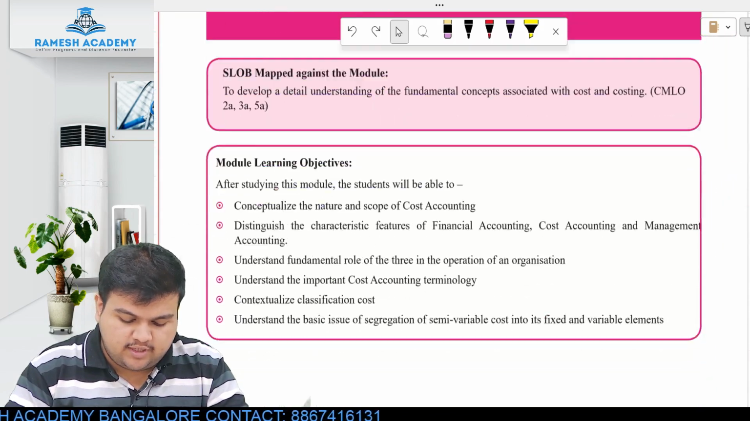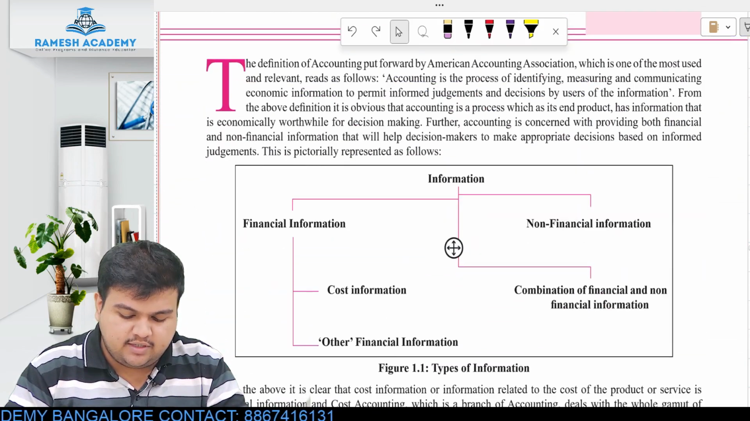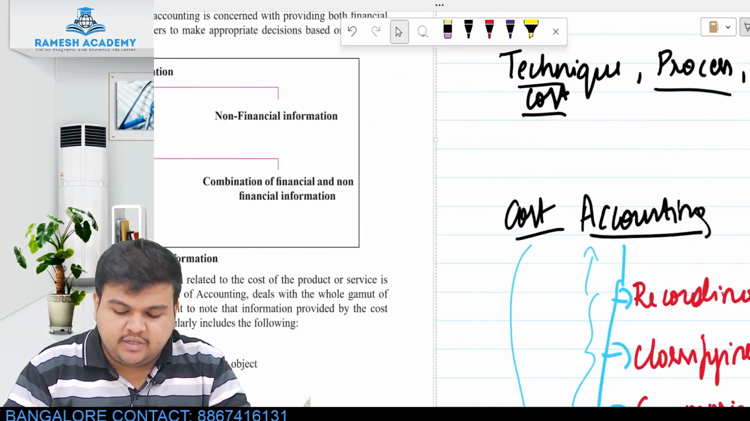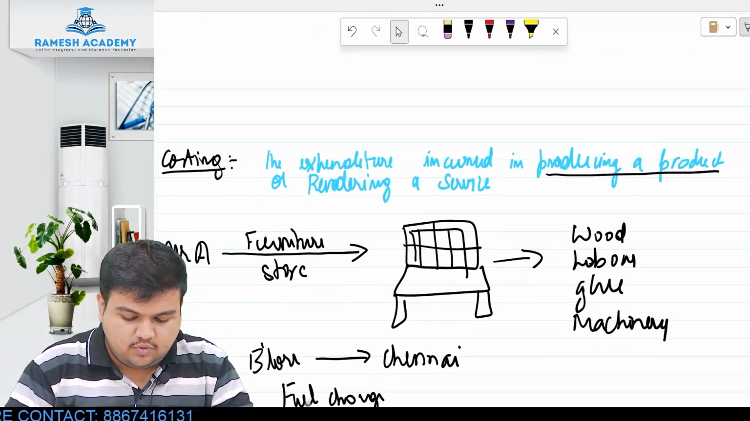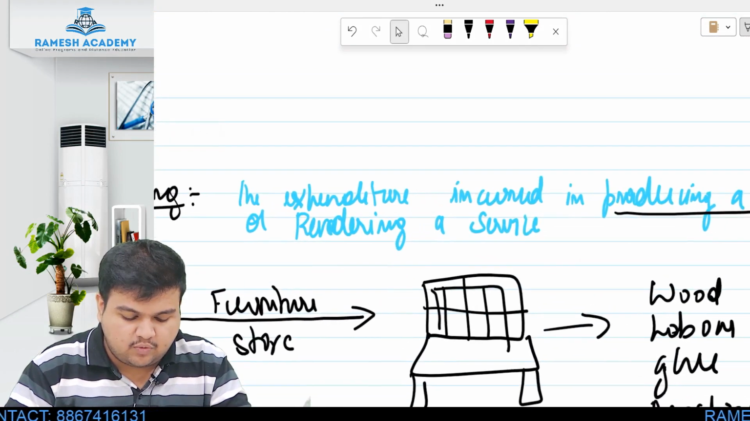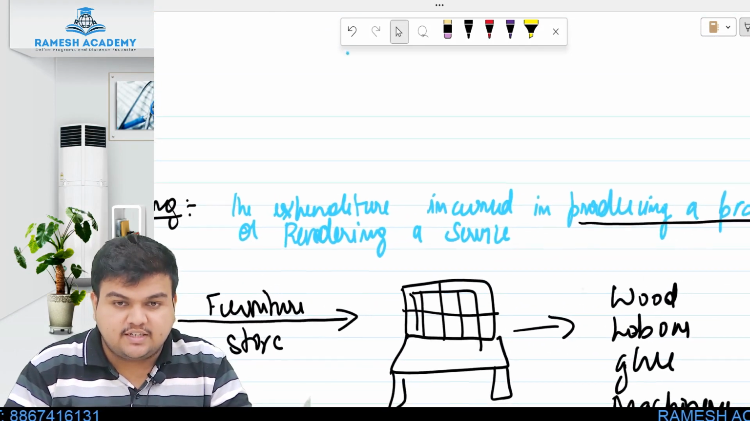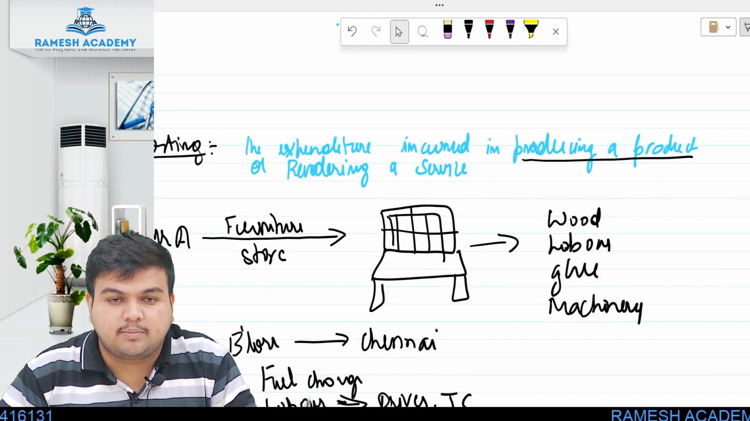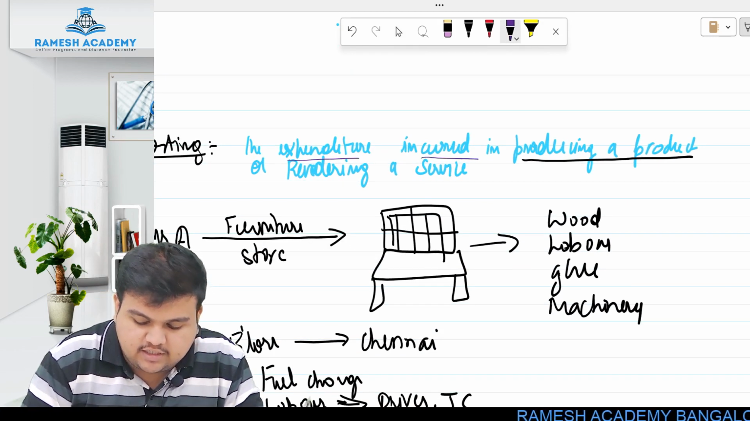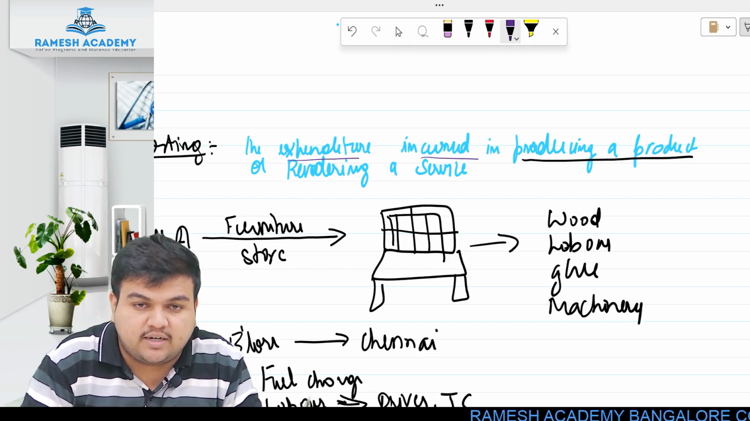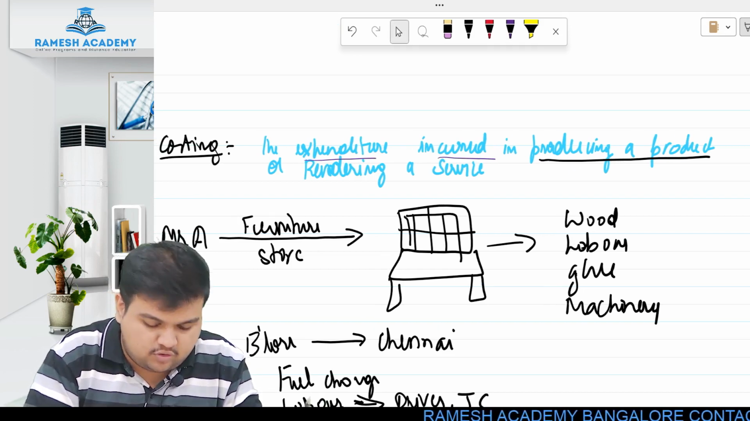So looking over to the first part, the meaning of costing. What does costing mean, or what does cost mean? It is an expenditure incurred for producing a product or rendering a service. That is what cost is called.